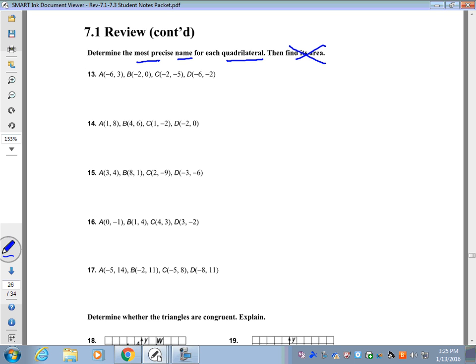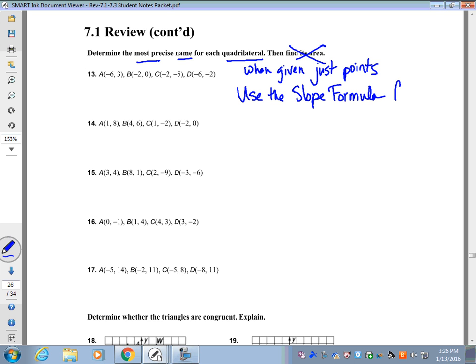When we're doing this, when given points, and if you notice, they've given us 4 points here. To find the most precise name, you're going to have to use the slope formula for all 4 sides. That's key. Make sure you do it for all 4 sides.